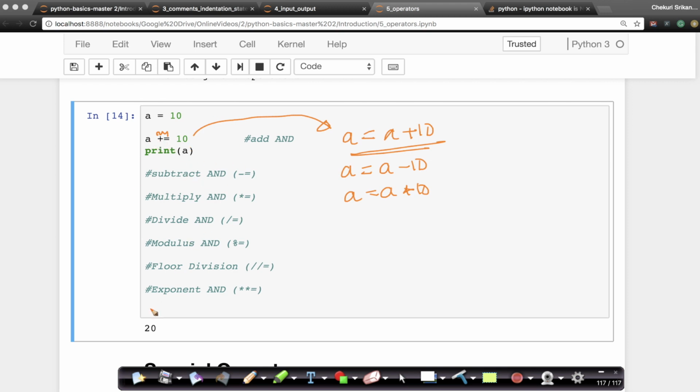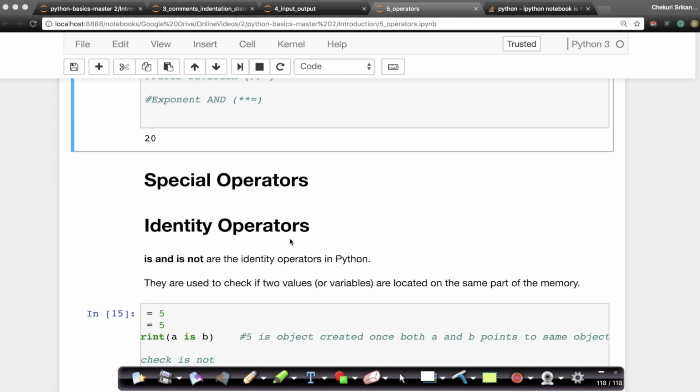So A plus equal to 10 should be equal to 20 because A already has a value of 10 here. 10 plus 10 will be 20, right? So again, very, very basic stuff here.